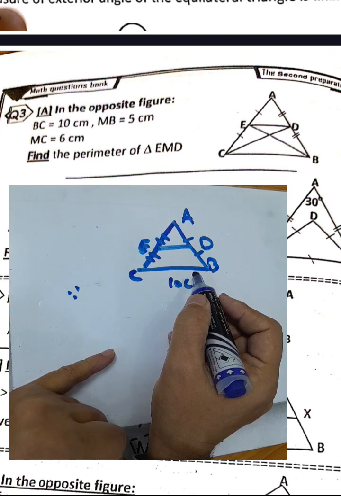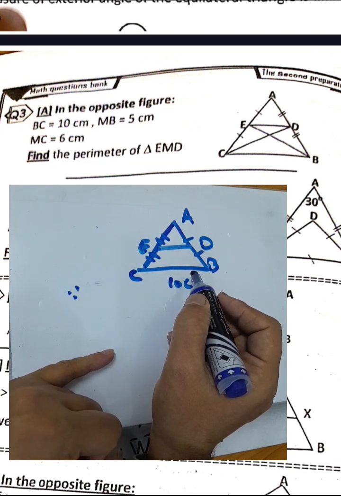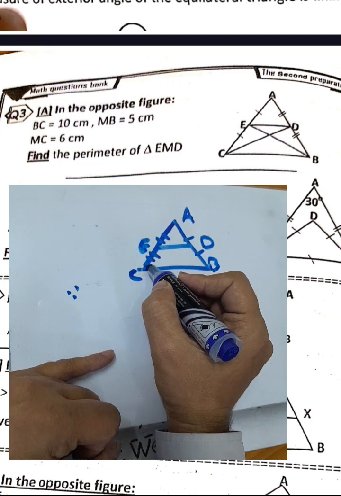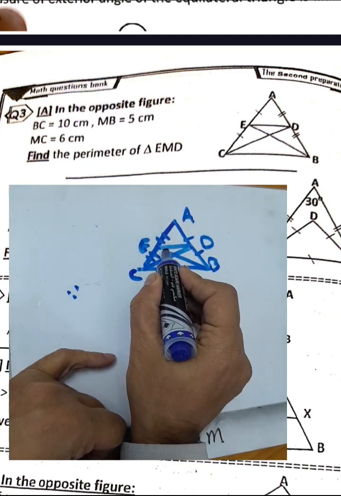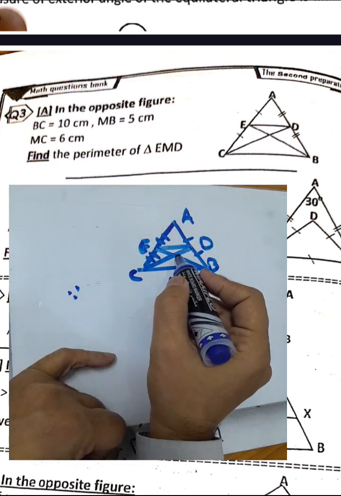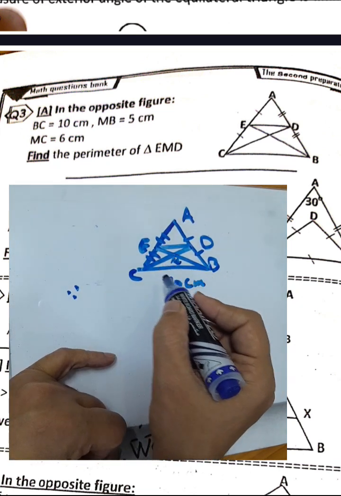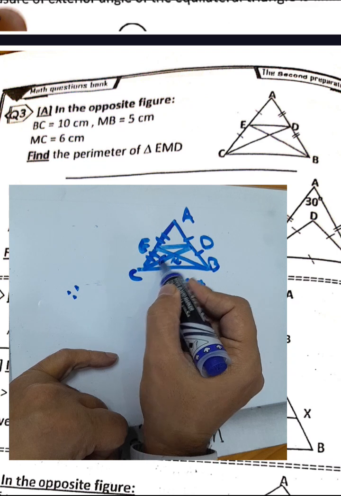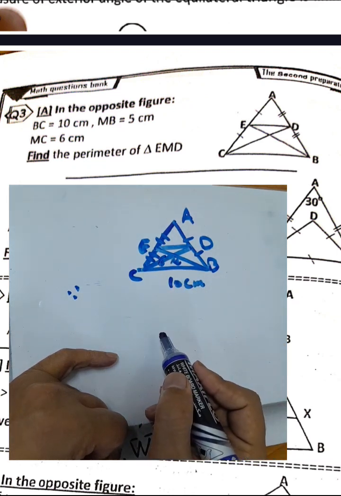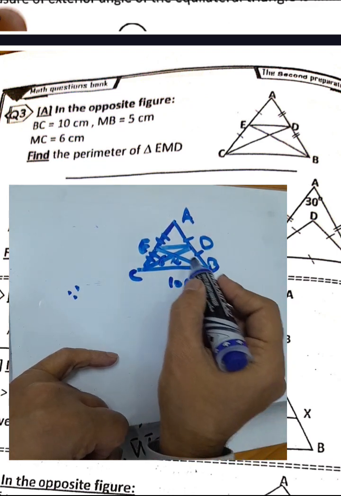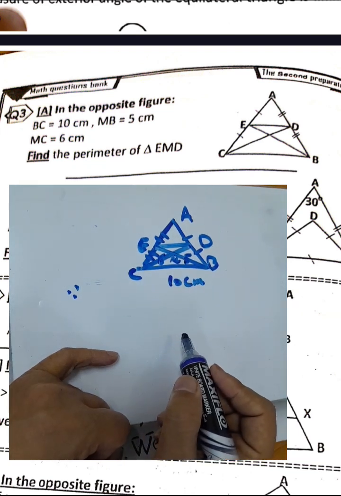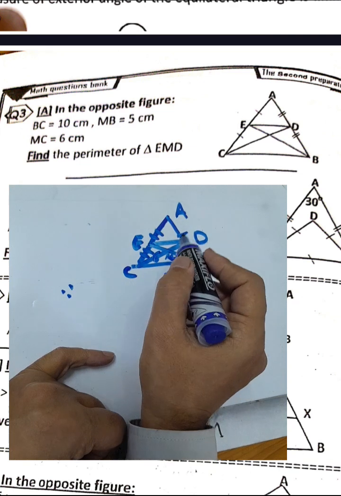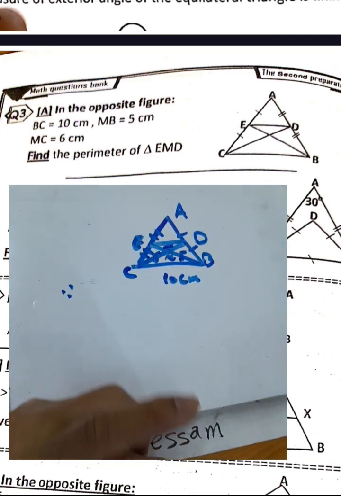Where M, okay, this point, I will draw here. They give us this point will be M, and MC was 6, this side length 6, and MP was 5, MP here was 5 side lengths. He wants to find the perimeter of triangle EMD, this triangle. Pay attention to the steps.